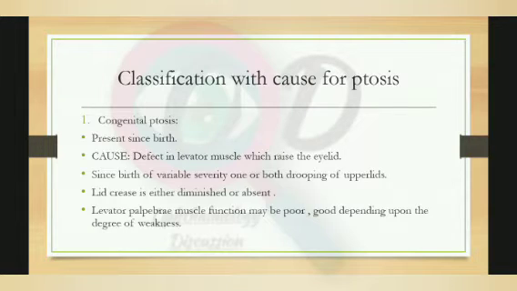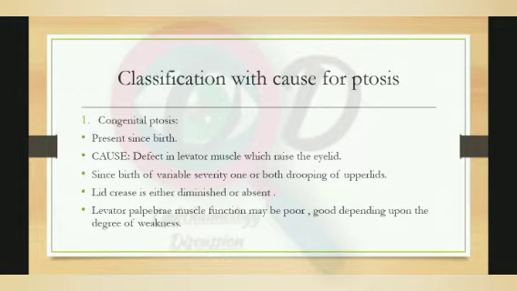Levator palpebrae muscle function may be poor or good, depending upon the degree of weakness. It means the levator muscle is being affected here. So what happens? It makes the grading. The grading for what? For poor functioning, weak, fair, or good functioning, due to its weakness. How much the levator muscle is weakened with this kind of congenital ptosis depends on the degree of weakness only.